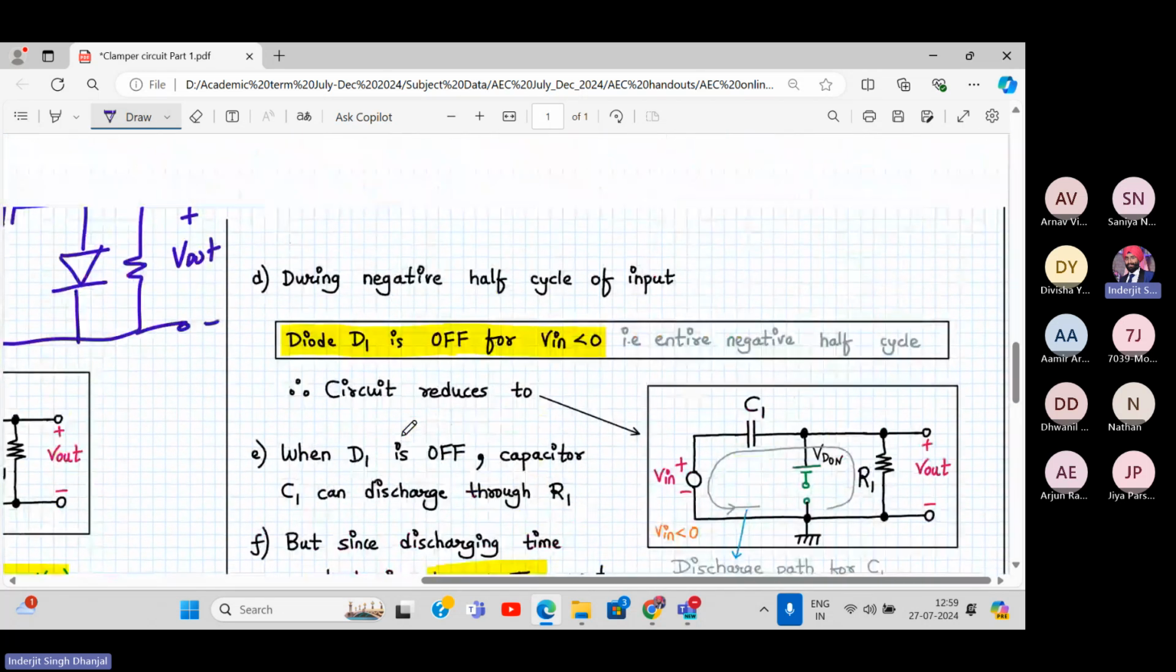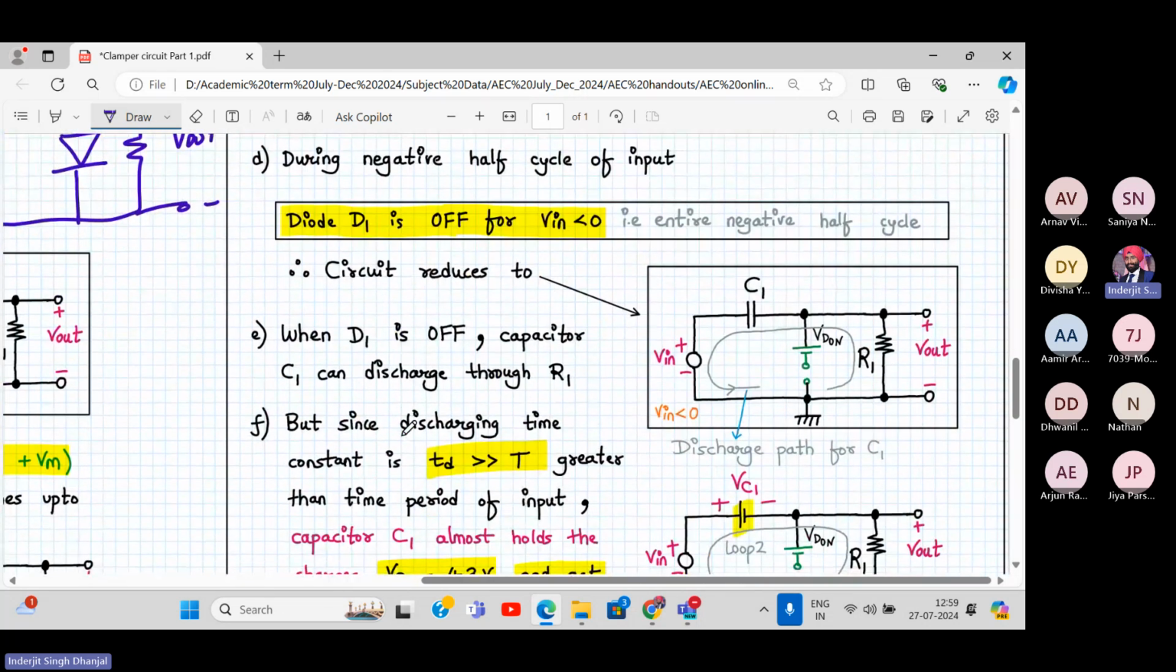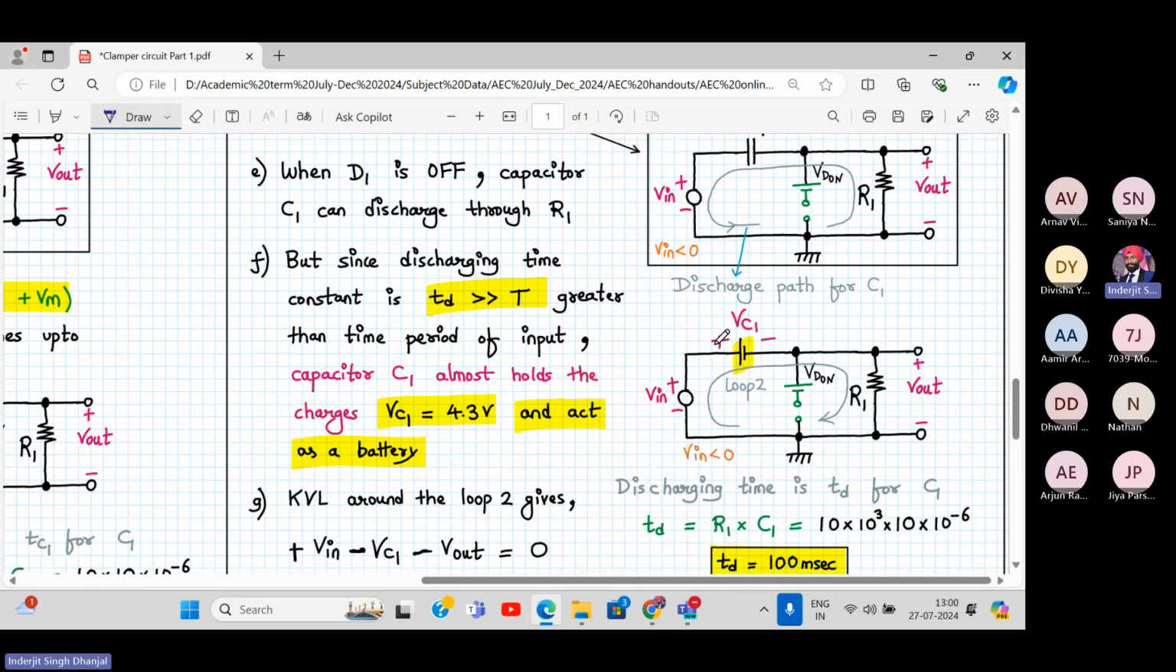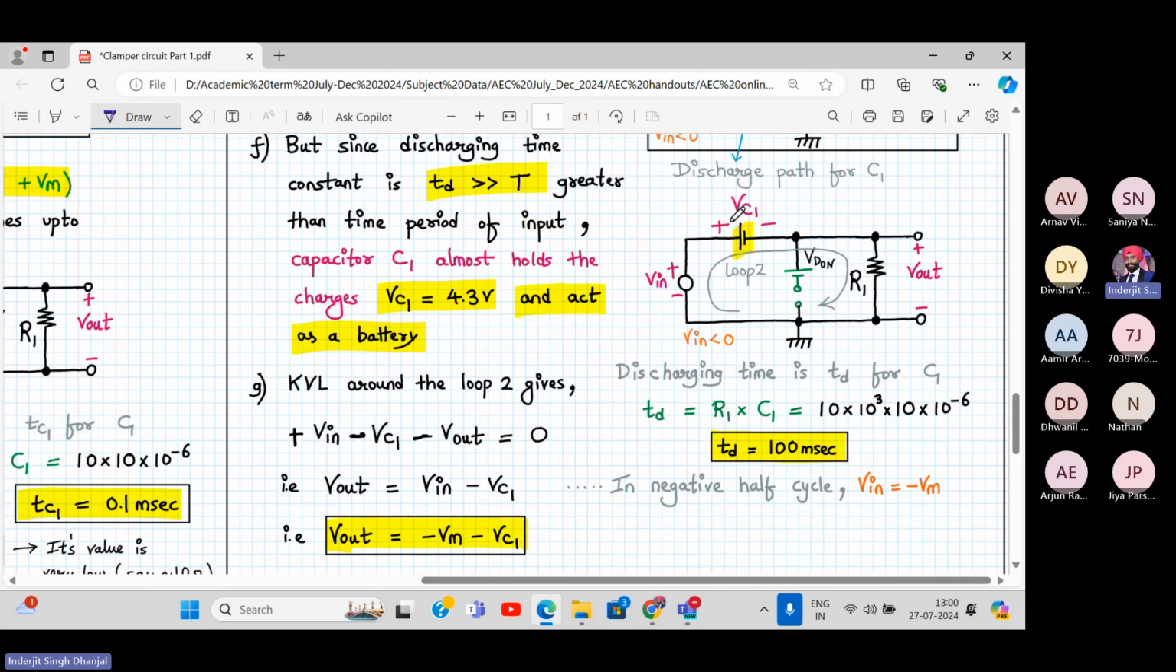Now let's go to the negative half cycle. During the negative half cycle, the diode is off for V in less than 0 volt, correct? So the diode is off for the entire negative half cycle. Now, when the diode is off, the capacitor can discharge via R1, but the discharging is so slow that the capacitor will hold the charge. This is the discharge part. So earlier it was holding the charge in this direction. Yes or no? So we'll apply the KVL in this loop now.